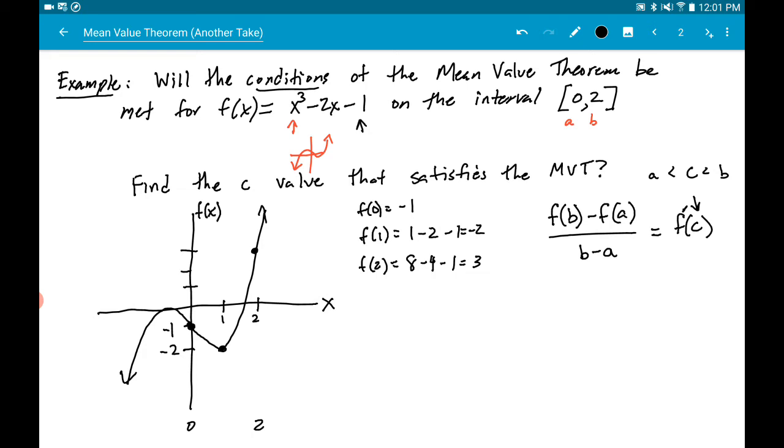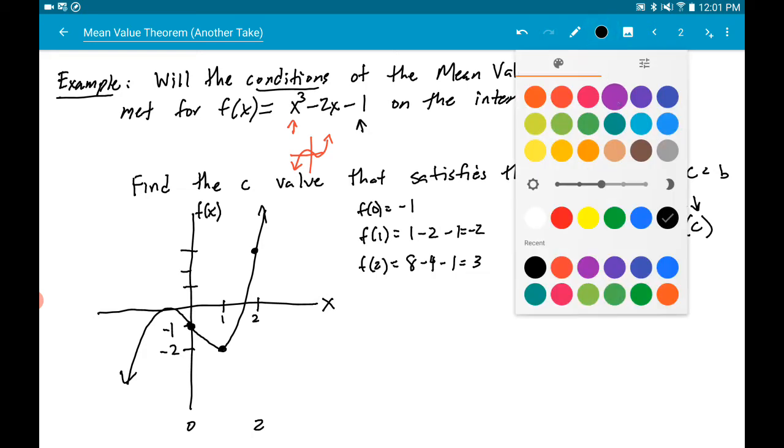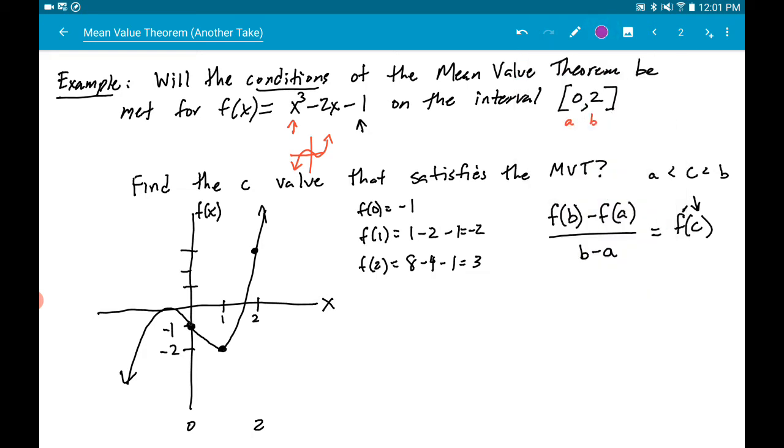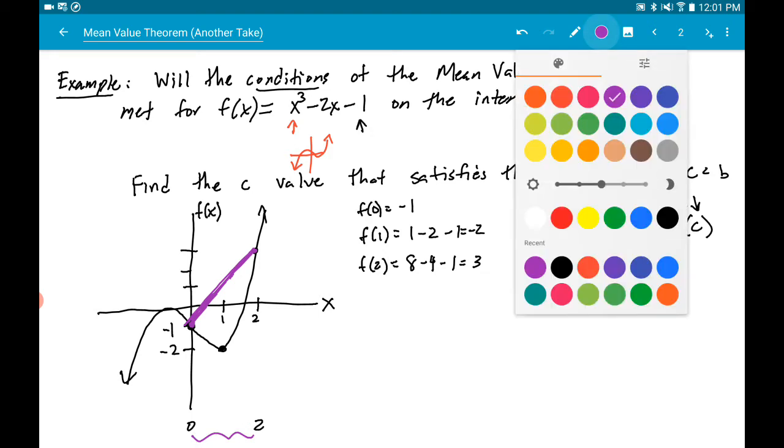And so I'm going to draw a picture and show you where the solution is, and we'll actually find the number. So if we're looking at the slope created between 0 and 2, this is kind of the average rate of change, right? The slope is the average rate of change. Somewhere in this interval, there is a parallel line.